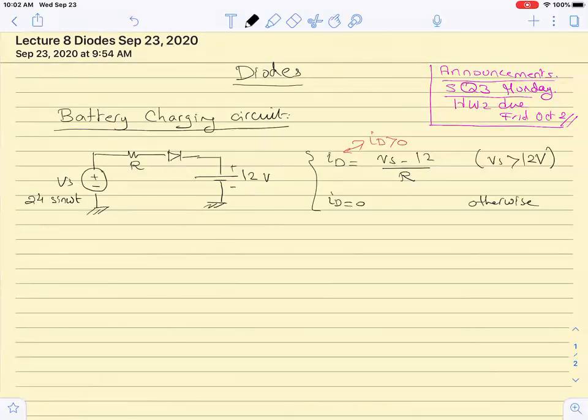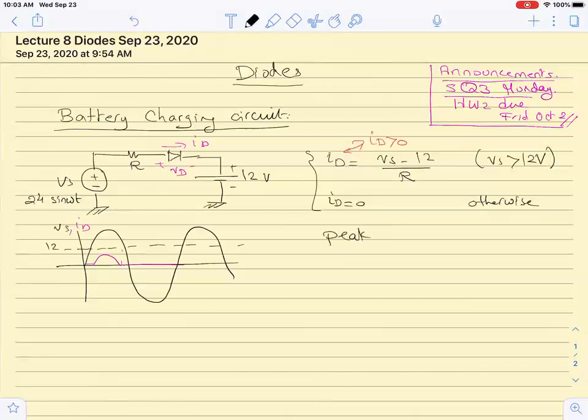We said that we have a sinusoidal input, which is a 24 volts peak value, and it's charging a 12 volt battery. So anytime that VS is greater than 12, the diode is going to turn on and conduct current. Here ID is the diode current, and it is positive when VS is greater than 12. So last time we talked about the peak diode current.